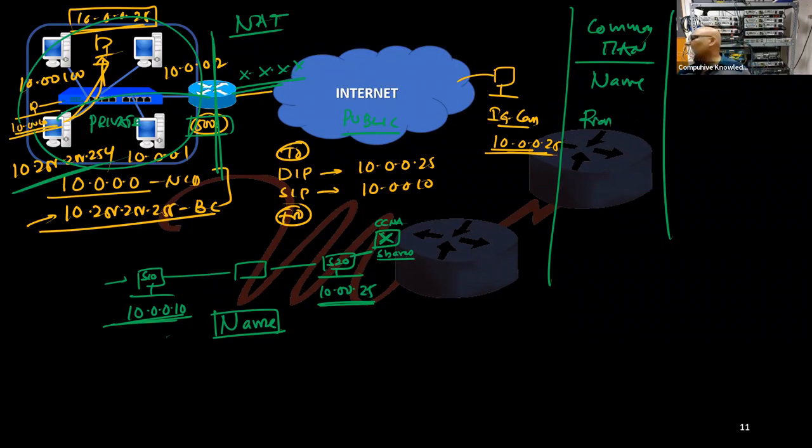My screen became a little oversensitive. From system 10 to system 20, something like that. But for a technology person, there is a destination IP address, 10.0.0.25, let's say. Source IP address, 10.0.10.